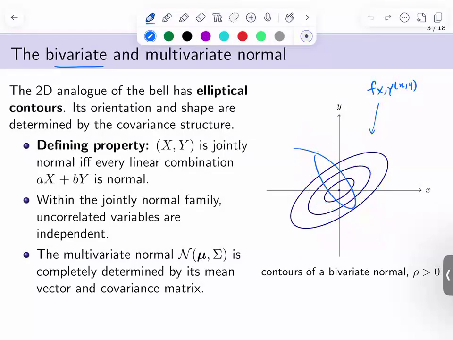These are the contours, the level sets, the sets on which the density is constant. And they peak here. The values are higher here and then go down, so you can plot the density. I'm not giving the density of the multivariate normal.